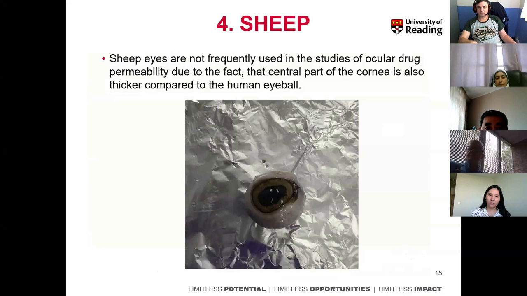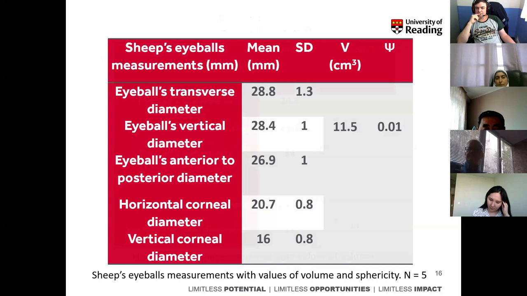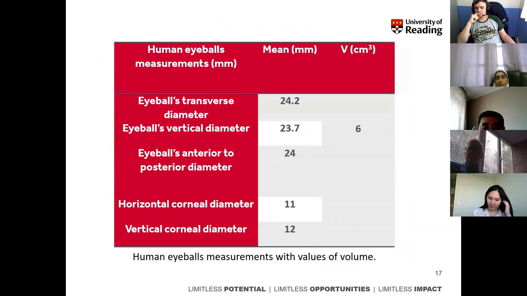Sheep eyes are not frequently used in the studies of ocular drug permeability due to the fact that the central part of the cornea is also thicker compared to the human eyeball. And some data on sheep eyeball measurements. Okay, so this table represents the human eyeball measurements with values of volume according to the literature sources.